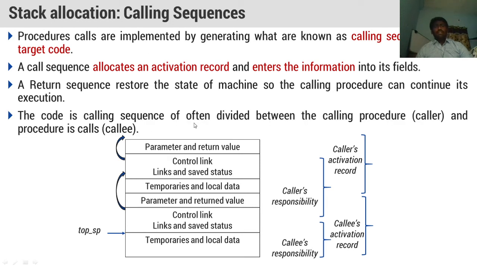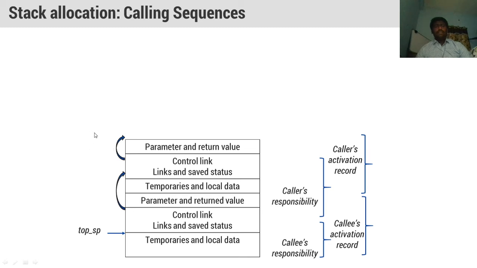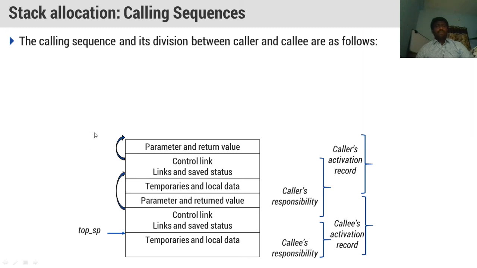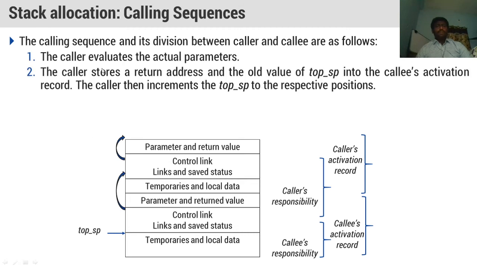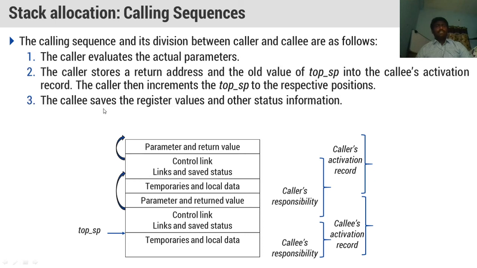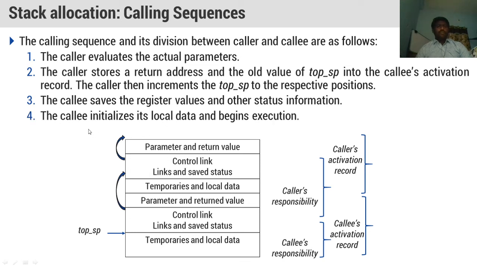And the code in a calling sequence is often divided between the calling procedure and callee procedure. So the calling sequence and the division between caller and callee are as follows. First, the caller evaluates the actual parameters, and the caller stores the return address. Then the callee saves the register values and also the other status information. Then the callee initializes its local data and begins execution. So these are the 4 steps we have in the stack allocation of memory space.